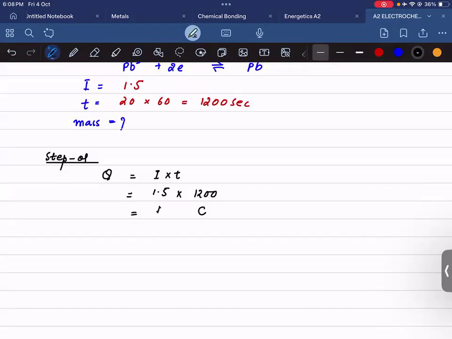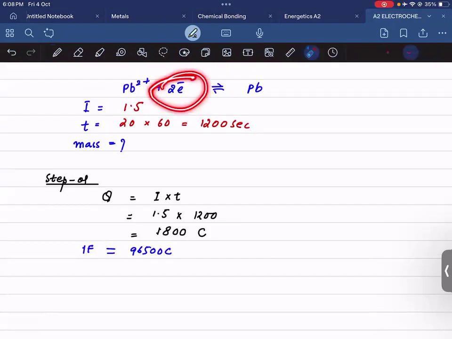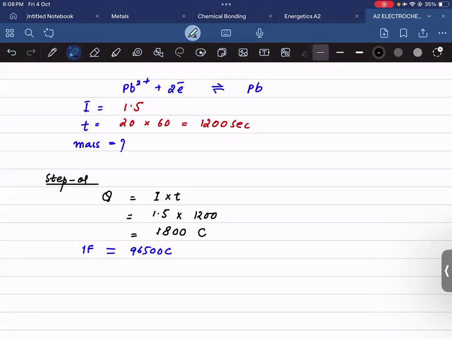1800 coulombs. Good. This is 1800 coulombs. I told you this in the last class. And then I told you that 1 Faraday is equal to 96500 coulombs. But if I have this equation in which I have 2 moles of electrons, I would write 2 into F, that would be 2 into 96500. So what's the answer?